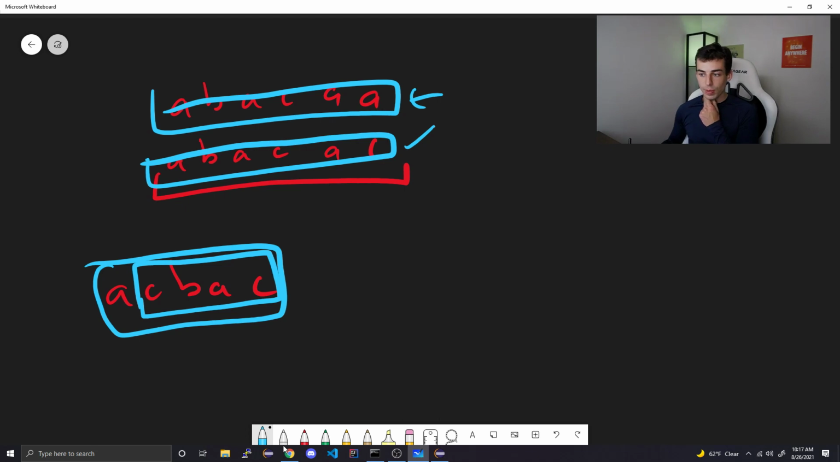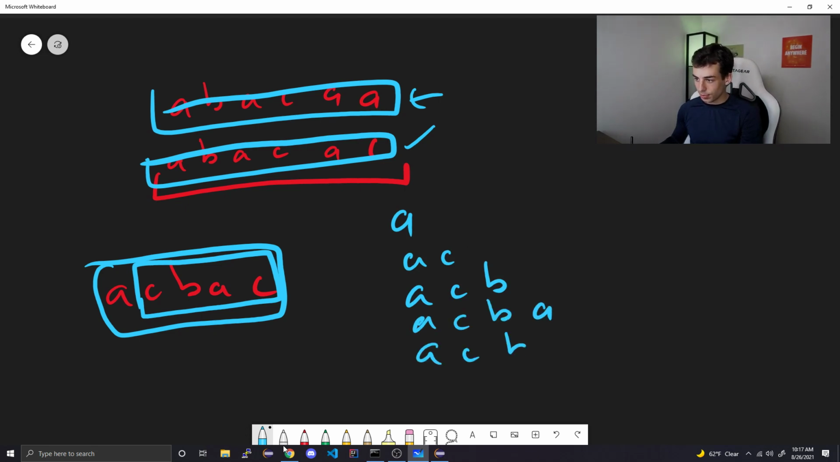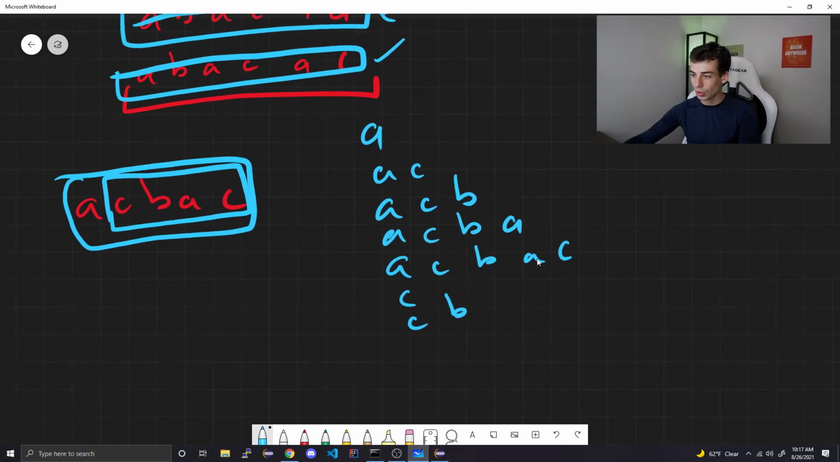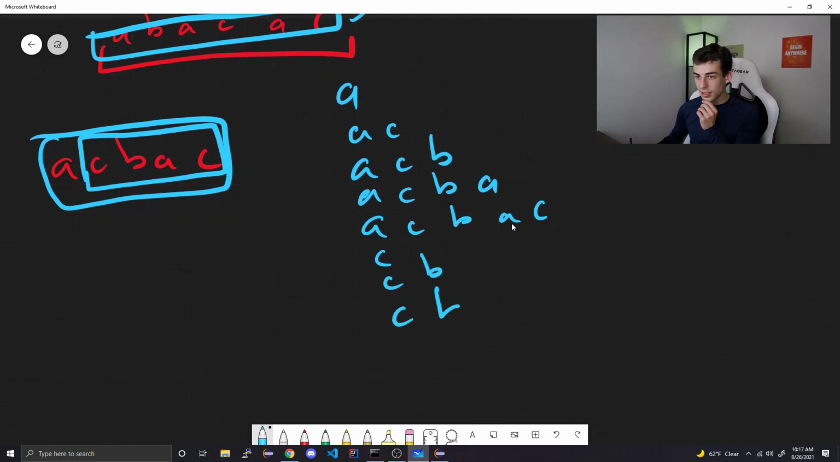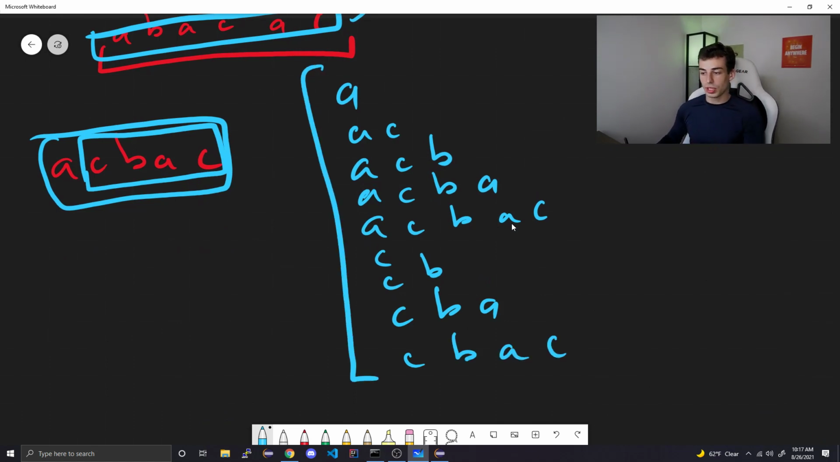And then the strings that we can pick from this are A, AC, or AAC, ACB, ACBA, ACBAC, and then C, CB. We'll just finish this for completeness. CBA and CBAC. These are the 9 different ones we can pick. This is the same as the sample. So it should be pretty clear that we always want to pick suffixes of the initial string as our maximum string.